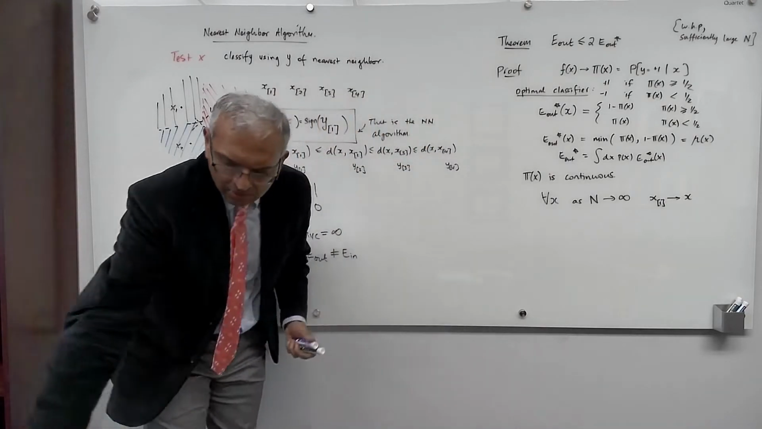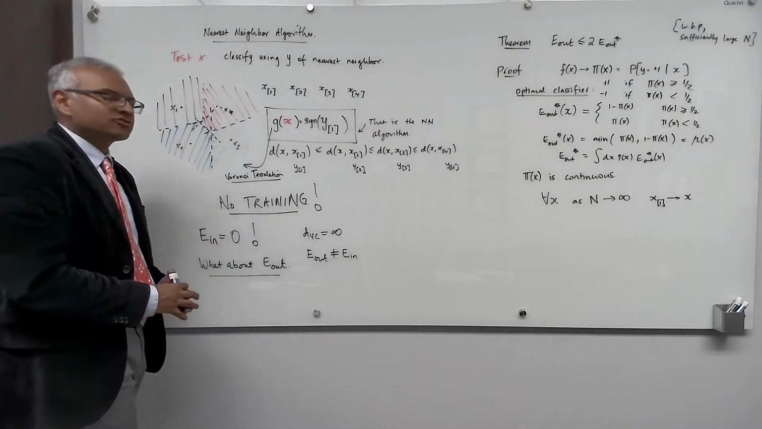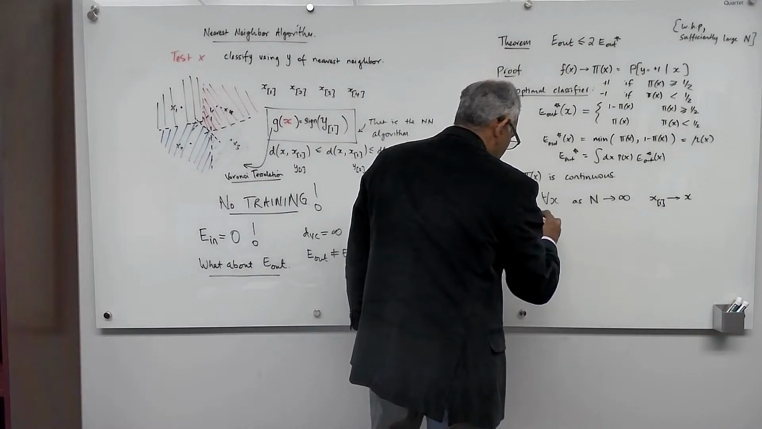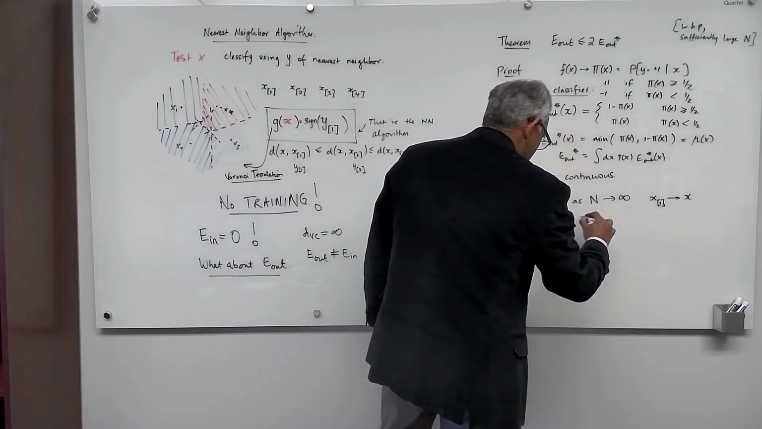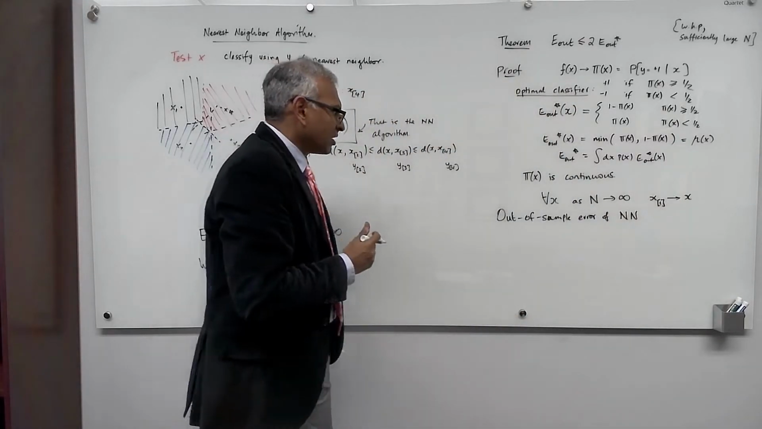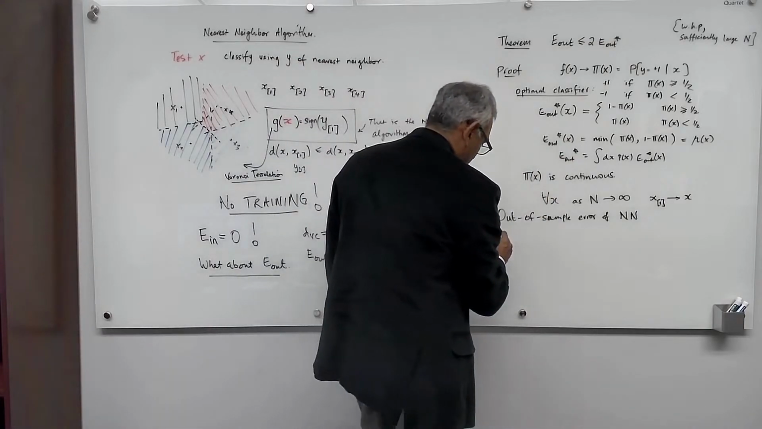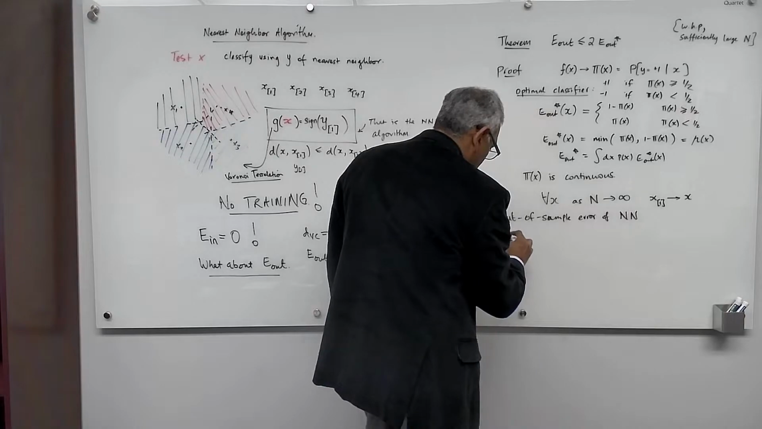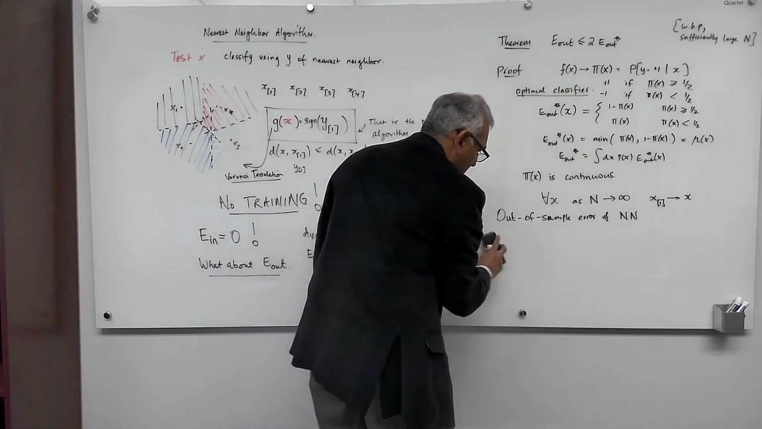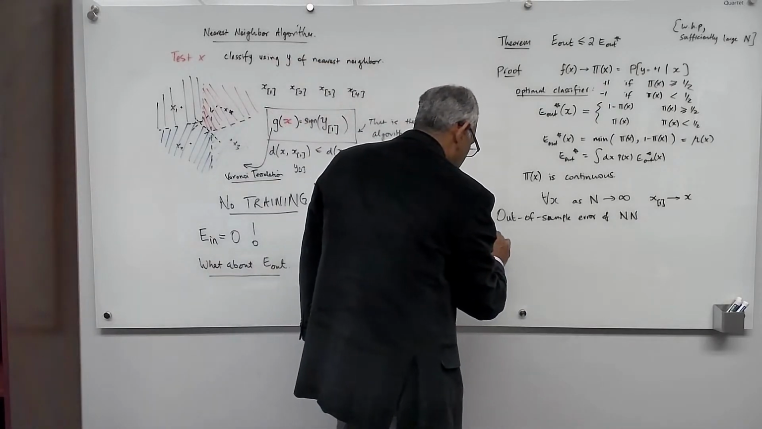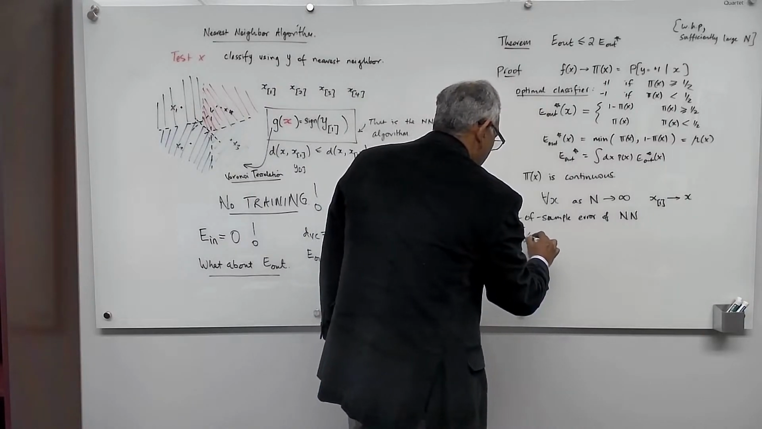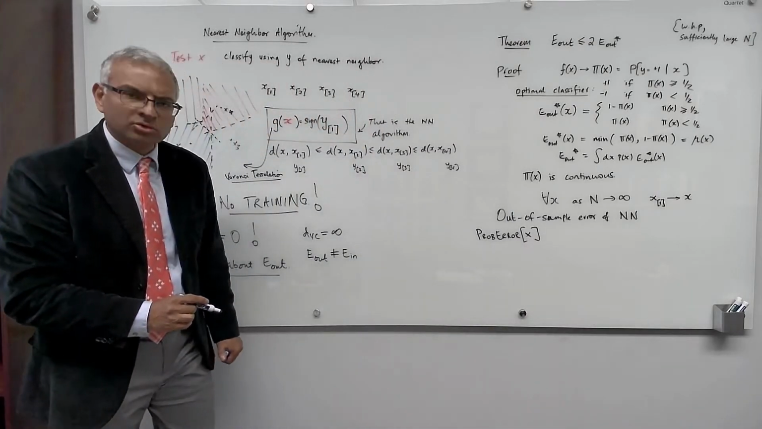Okay, so now let's look at the test error, the out-of-sample error of the nearest neighbor algorithm. What is its out-of-sample error at a particular test point X? So E out star for a test point X, the probability of error at X. Now we're going to break it down into two cases.